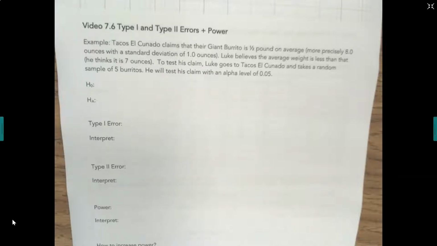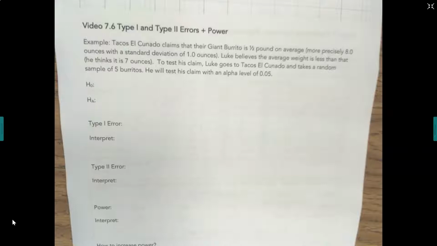So Tacos El Canado claims that their giant burrito is 1/2 pound on average, more precisely 8 ounces with a standard deviation of 1 ounce. Luke believes the average weight is less than that. He actually thinks it's 7 ounces. To test his claim, Luke goes to Tacos El Canado and takes a random sample of 5 burritos. He will then test his claim with an alpha level of 0.05.